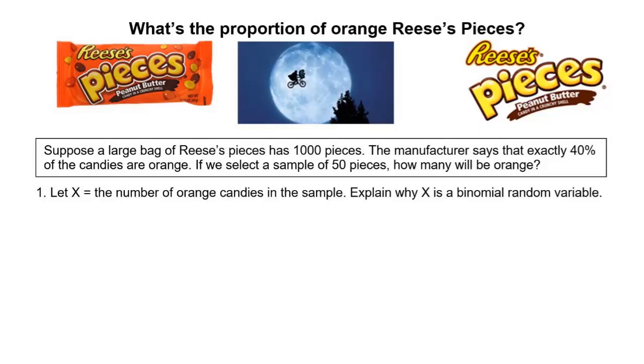All right. So I want you guys to suppose with me for a little bit. Suppose a large bag of Reese's Pieces has 1,000 pieces in it. The manufacturer says that exactly 40% of the candies are orange, and that is a true statistic from them.